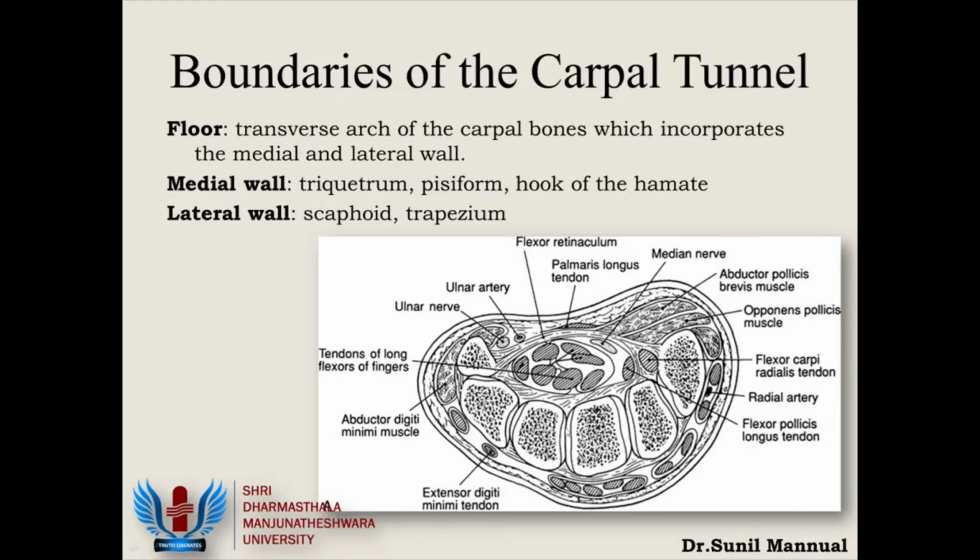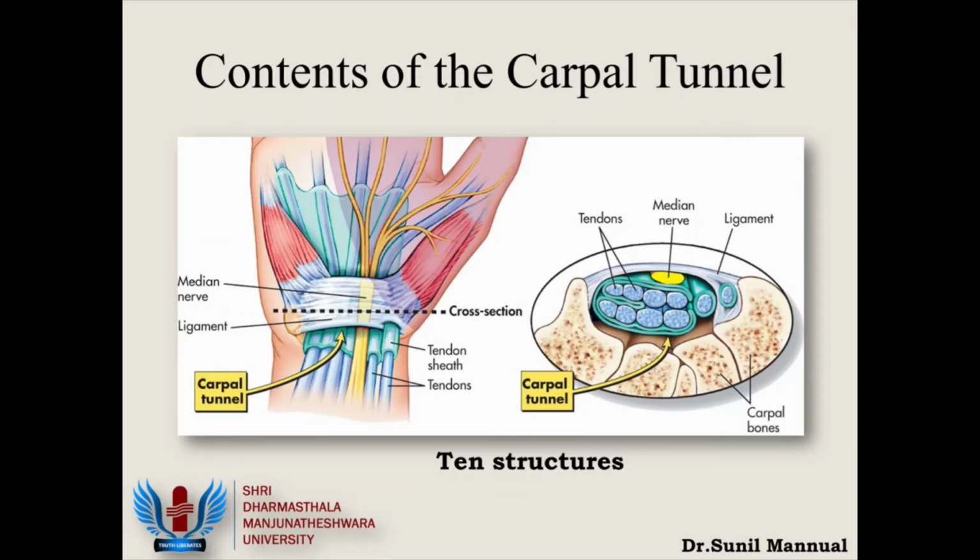Surgically speaking, these walls are not so important because the surgeon has no way of decompressing the carpal tunnel through these approaches, and therefore the roof becomes the most important structure for release of the carpal tunnel pressure. Moving on to slide number 6. So here I have put the contents of the carpal tunnel.